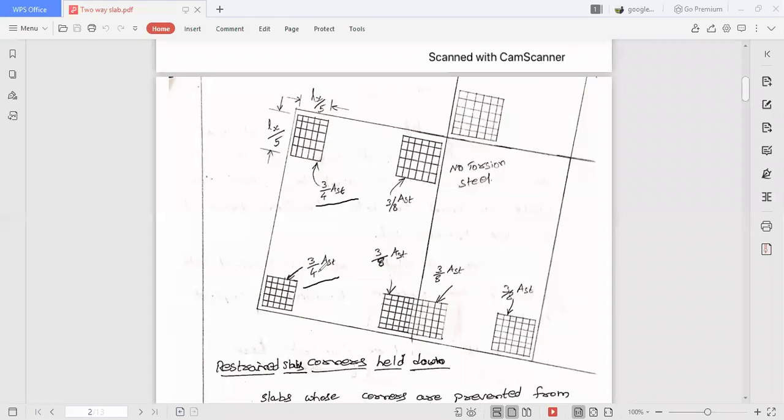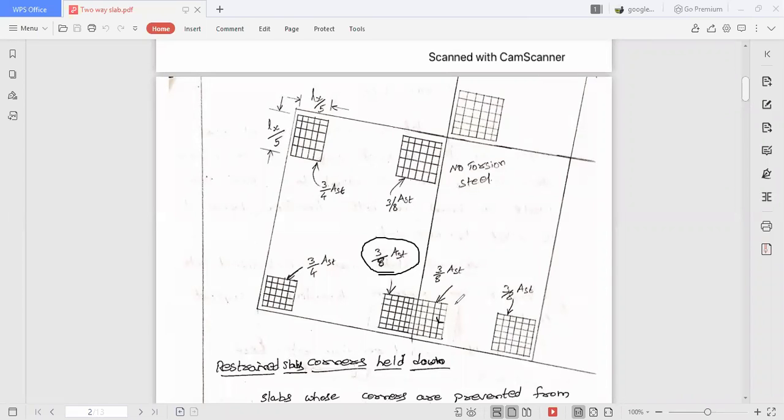There also you have to provide 3/4 of AST. Now let us have one more discussion here. This is one of the corner of this first slab where one edge is discontinuous, another edge is continuous. See, this slab is continuous on this direction. So if one edge of the corner is continuous and another edge is discontinuous, then how much quantity of steel is provided as a torsion steel? Half of the previous discussion, that is 3/8 of AST. Okay, so 3/8 of AST we have to provide as a torsion steel here.